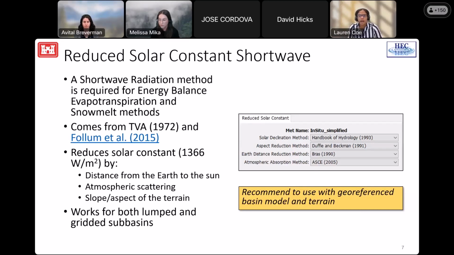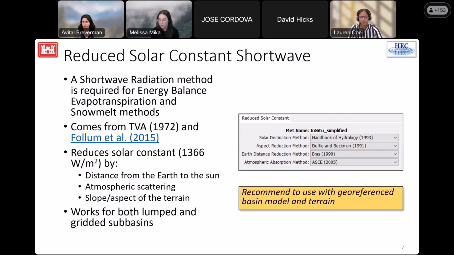The basis of this method is that we have a solar constant, which is the solar radiation at a given point on Earth, at a given latitude, for a given elevation, on a given day of the year. What HMS is doing is using terms to reduce that solar constant based on how much farther your point on Earth is from the sun, atmospheric scattering based on elevation, the slope and aspect of the terrain, and the solar declination, how the solar radiation rays are hitting your point on Earth based on the day of the year.